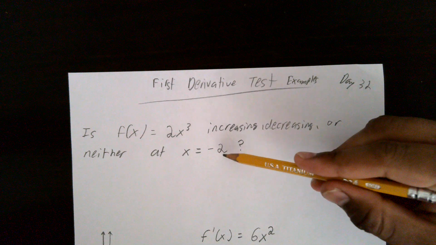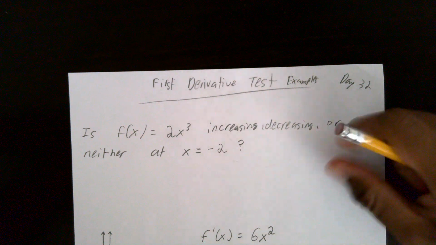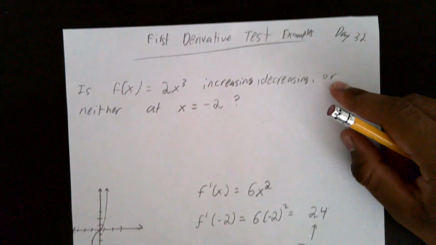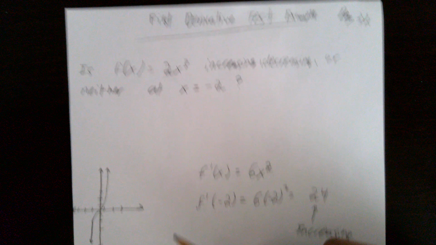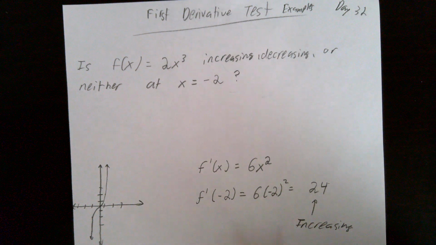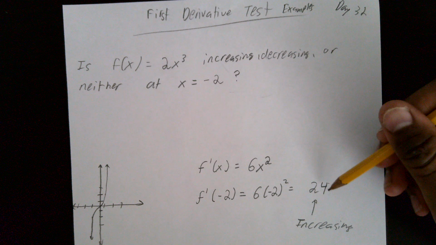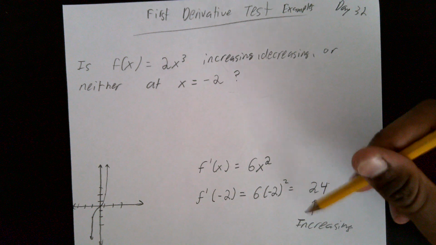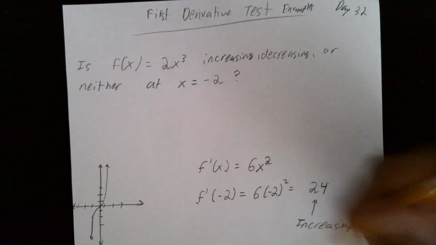So then what do we do next? We just plug in our x value, so that would be negative 2. And so f prime of negative 2 would be equal to 24. Since 24 is positive, that means we're increasing when x is equal to negative 2.